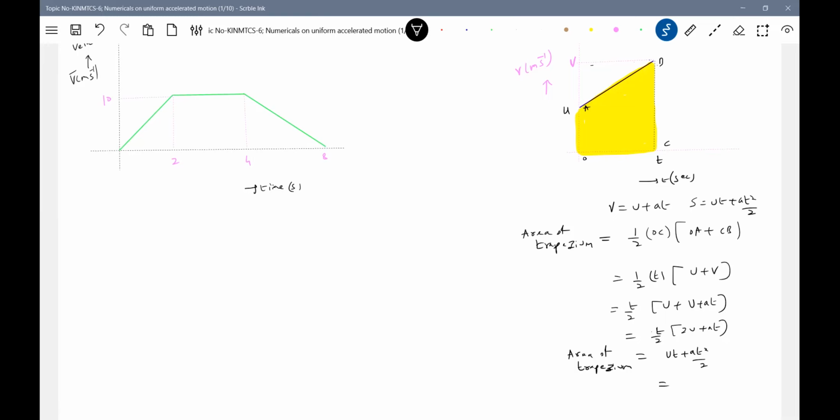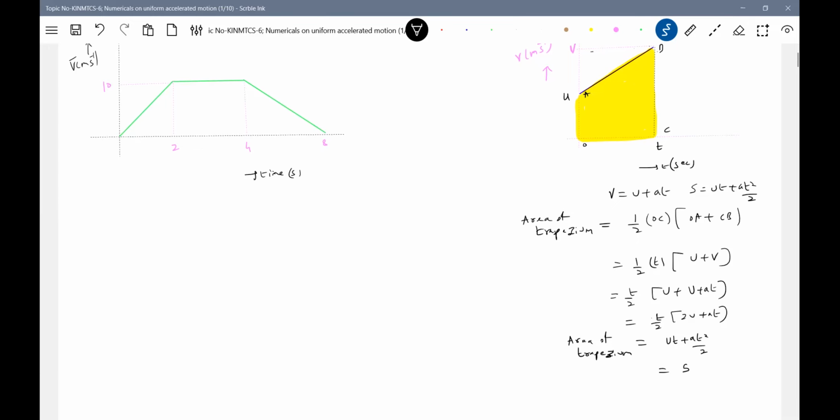So in place of ut plus half at square, what can you write? s. And what is s? s is the displacement. So the area of the trapezium is nothing but the area under the curve in the VT graph. The area under the curve in the VT graph is equal to the displacement. So we are going to conclude here: if you calculate the area under the VT graph, it is equal to, indirectly, the displacement.